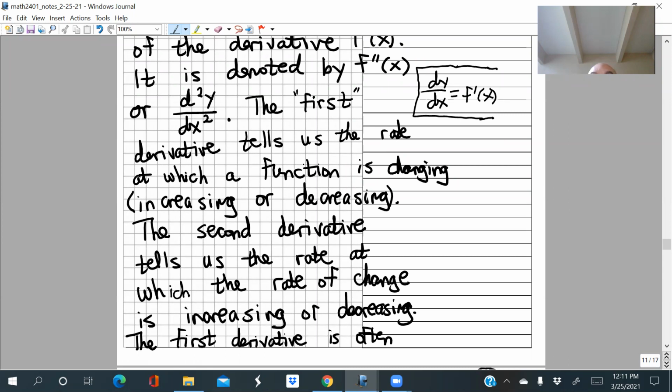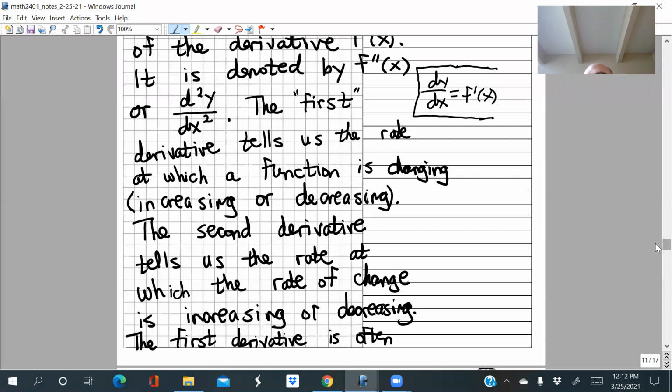The first derivative tells us the rate at which a function is changing, increasing or decreasing. So the first derivative tells us if a function is going up or going down. The second derivative tells us the rate at which the rate of change is increasing or decreasing. That gets kind of subtle. Remember, the first derivative is the rate of change. The second derivative is the rate of change of the rate of change. And sometimes that's kind of hard to think about.